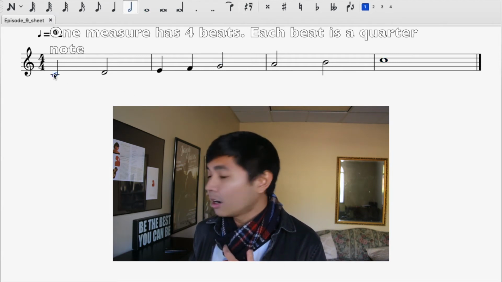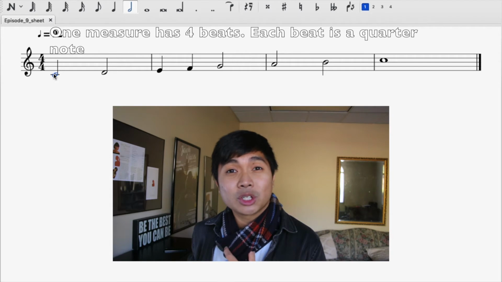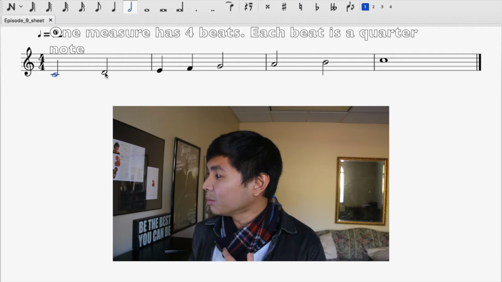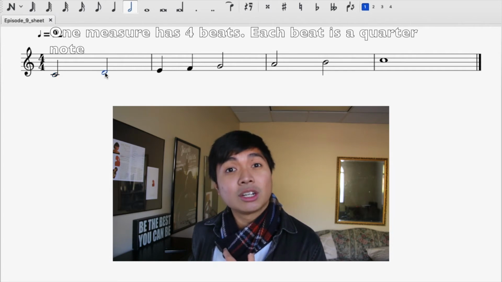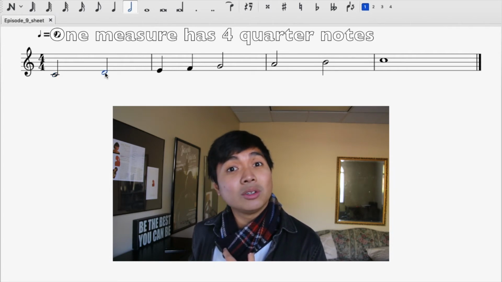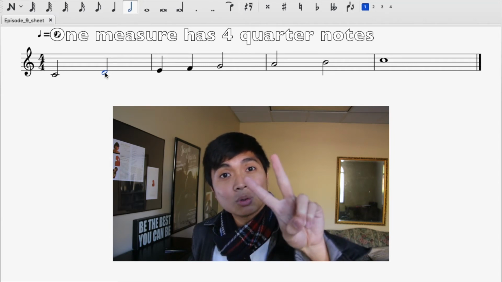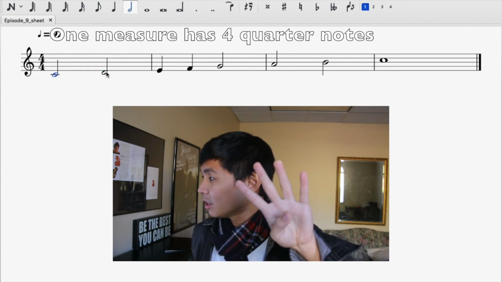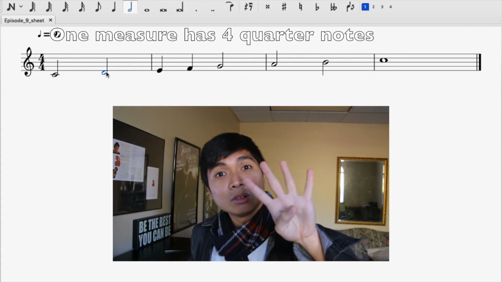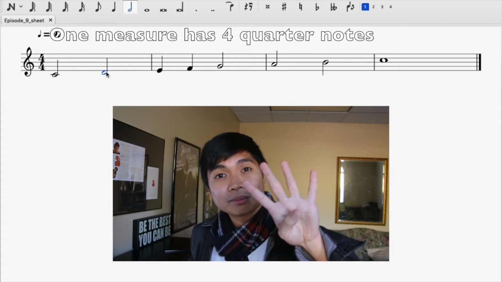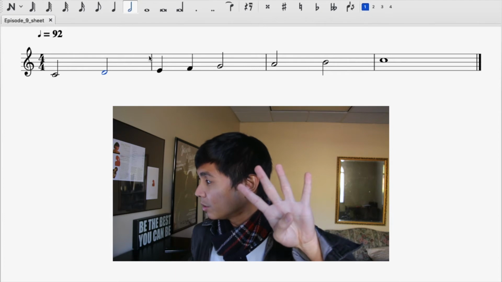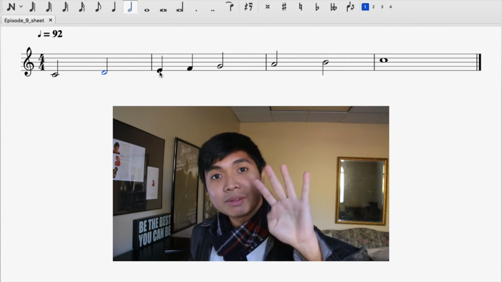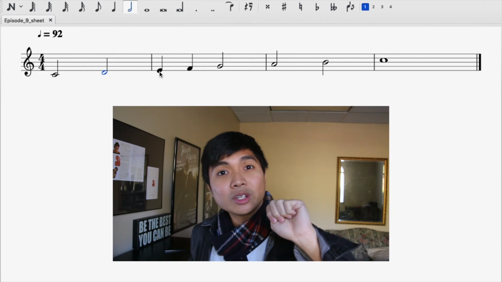So, our first note is a C, which also has the note value of a half note. Our next note in the melody is a D, which also happens to have the note value of a half note. As you may recall, 1 half note equals 2 quarter notes. And if my math is correct, half note plus half note should equal 4 quarter notes. There you go.